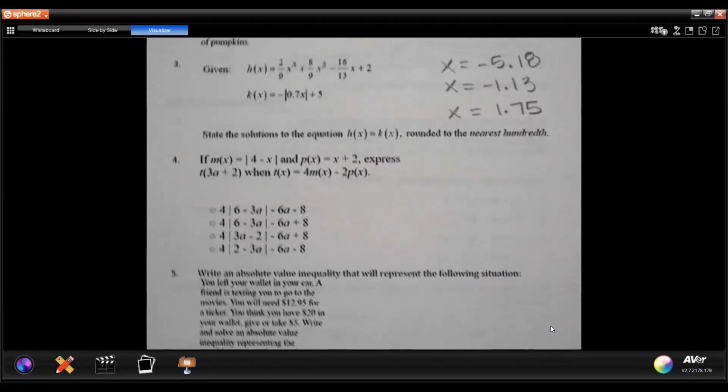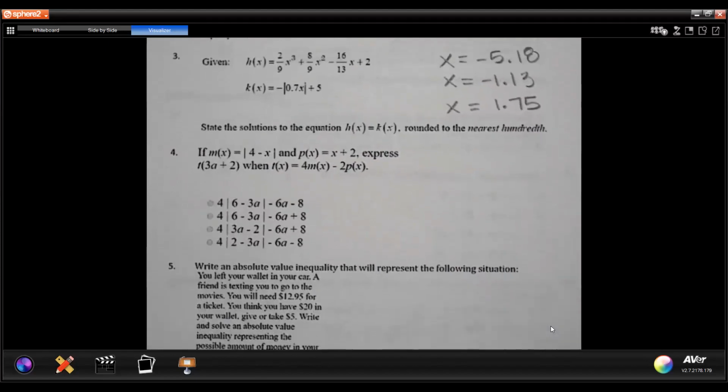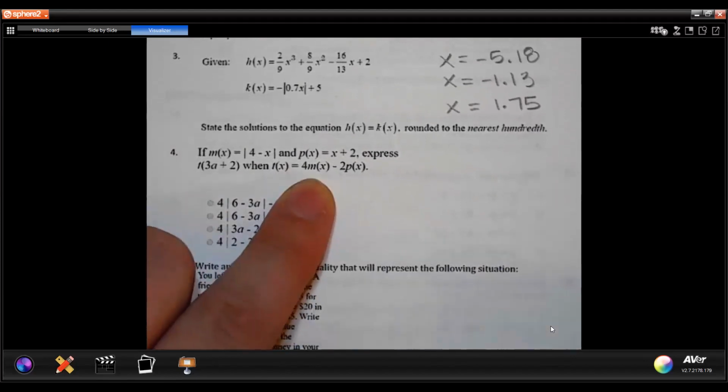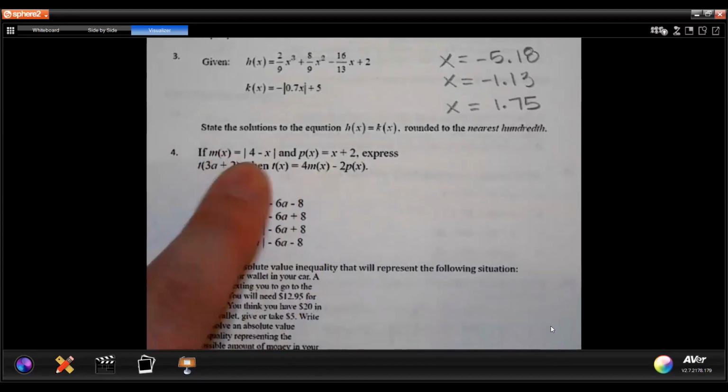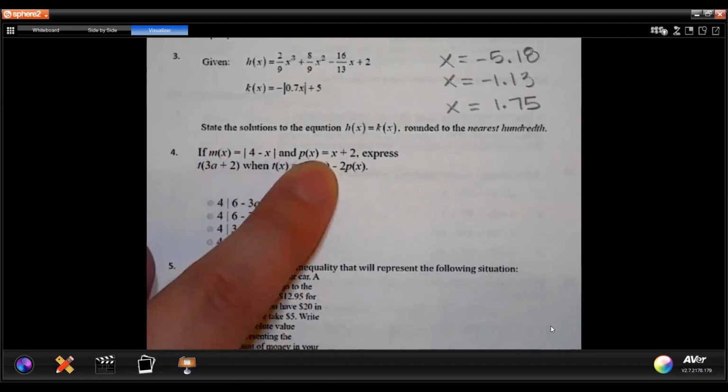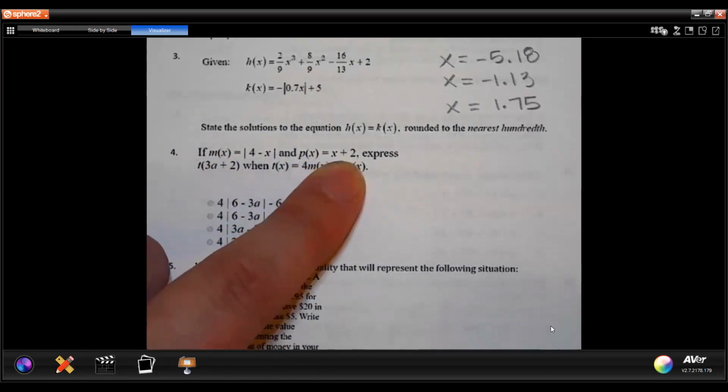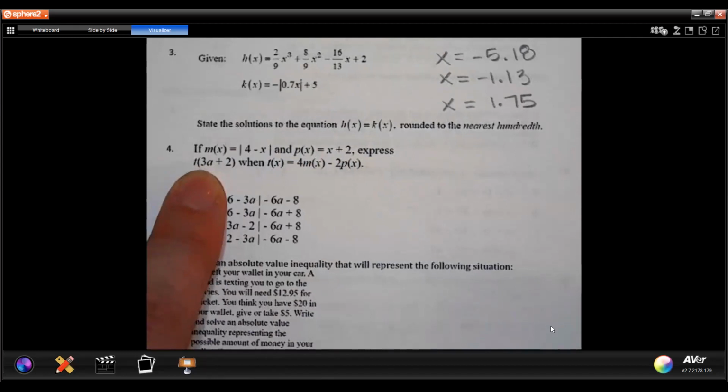Okay, Desmos can even help you do a problem like number 4. So we're going to do number 4 next. Number 4 says, if m of x equals the absolute value of 4 minus x, and p of x equals x plus 2, express t of 3a plus 2.